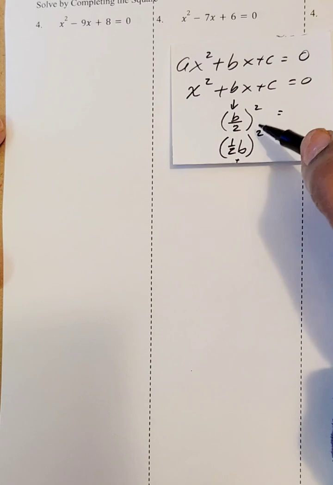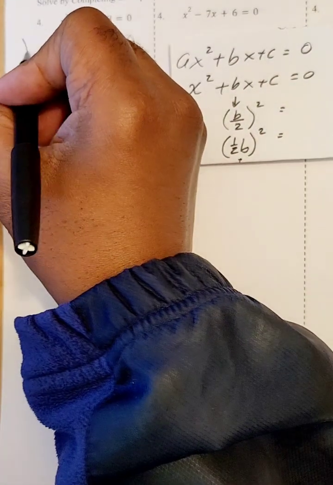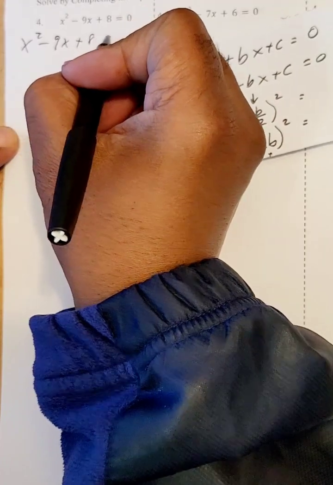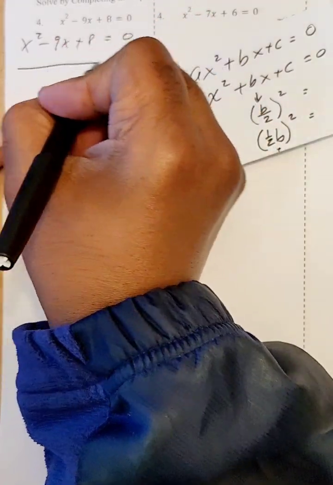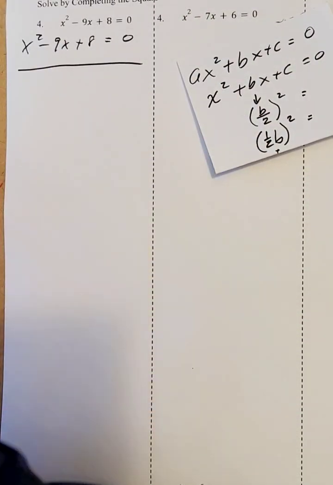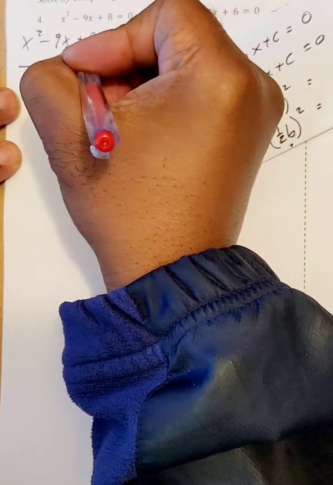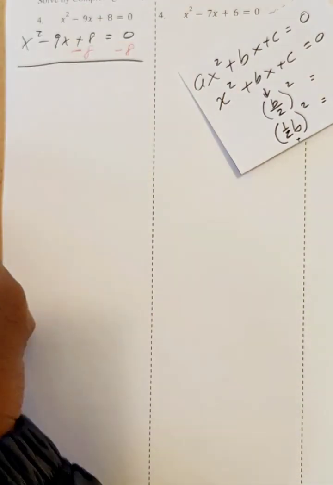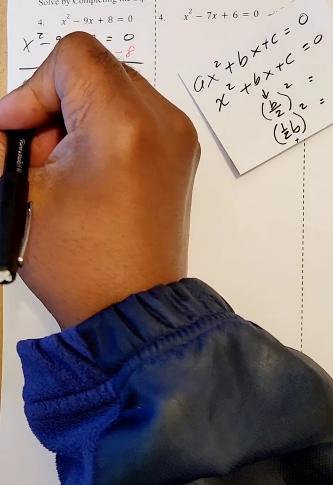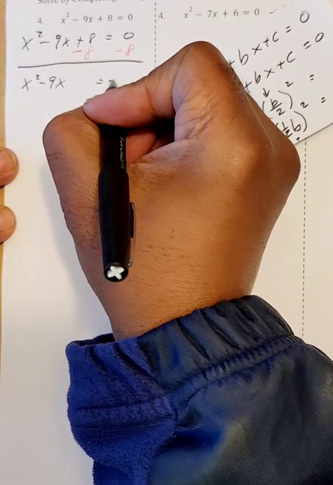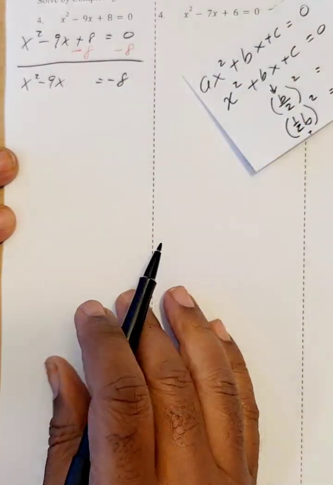And we have two methods for that. So let's take x squared minus 9x plus 8 equals 0. And let's move the 8 over to the other side. So minus 8 here, and whatever you do to one side, you do to the other. Okay, so minus 8 minus 8. And we will end up with x squared minus 9x equals negative 8.